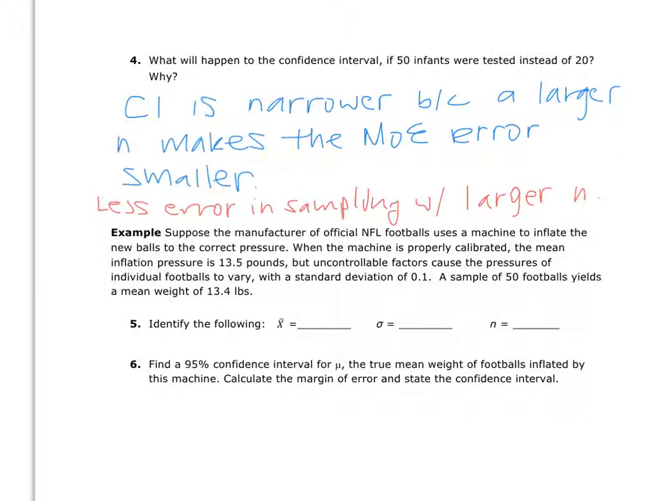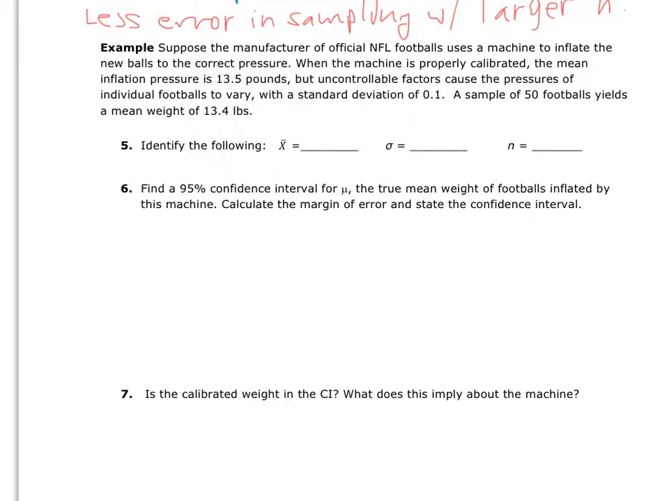Okay, let's look at this next example. Go ahead and pause and read that, and then we'll look at it together. Again, we want to identify what's being asked of us and then go back and figure out what pieces we need to know. So we're going to want to find a 95% confidence interval for mu. We just write down, remind ourselves, this is what we need to be able to fill in.